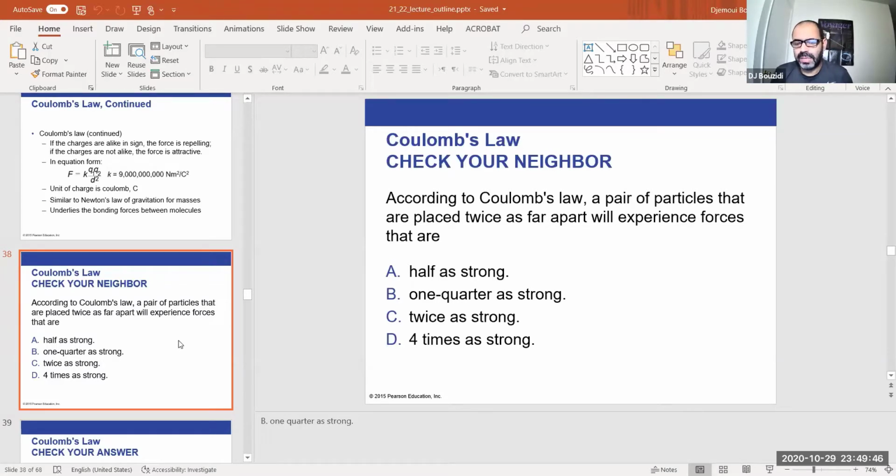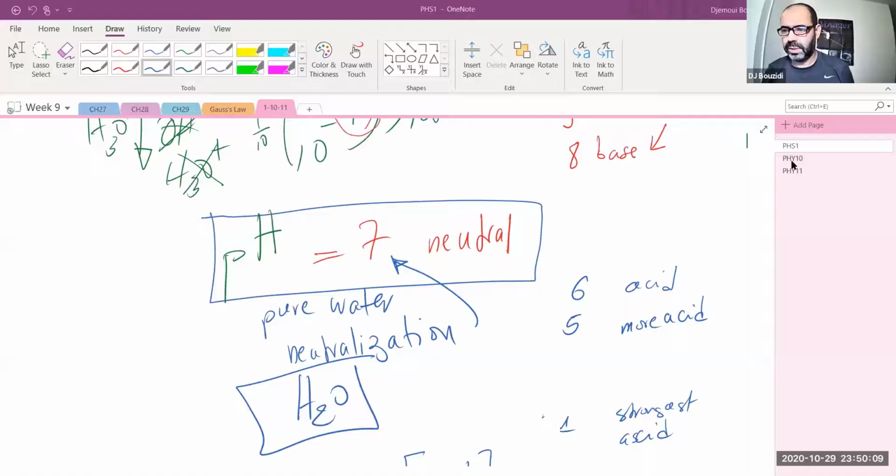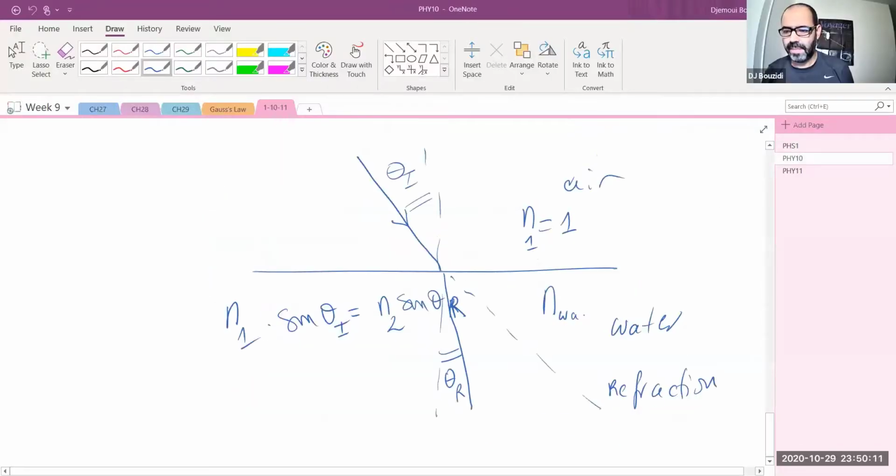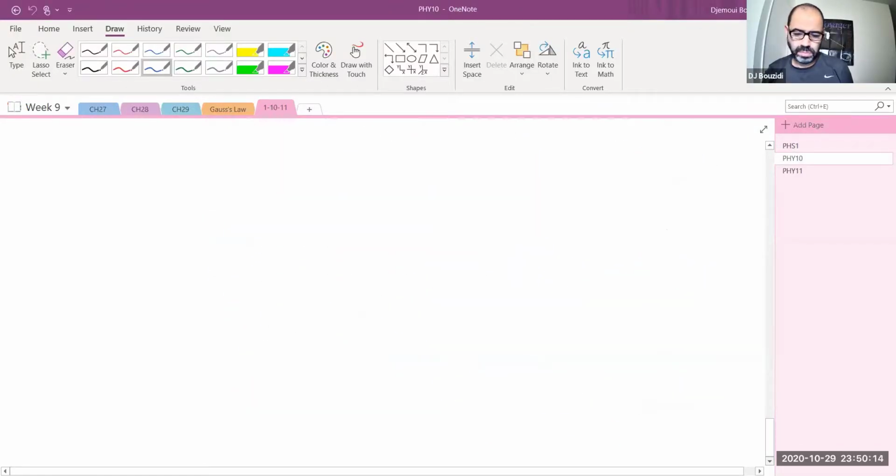So again, if you multiply the distance by 2, or you halve it, if you halve it, you're going to have a quarter as strong. So basically, here's the deal. No, if you double it, it's going to be a quarter. So let me stop sharing the screen here and share with you this screen and open the Physics 10 tab. Get my pen.